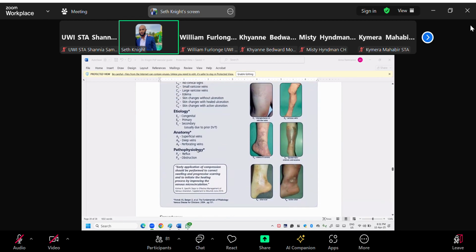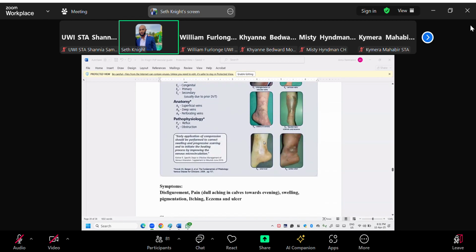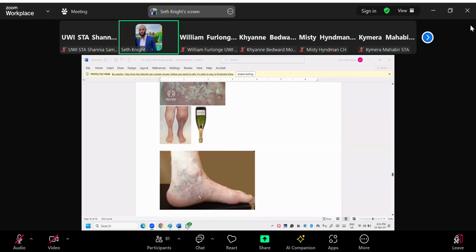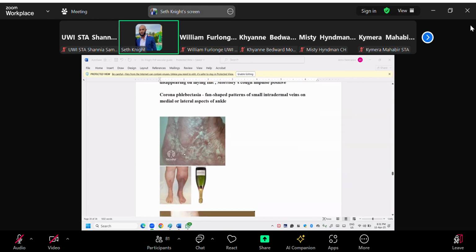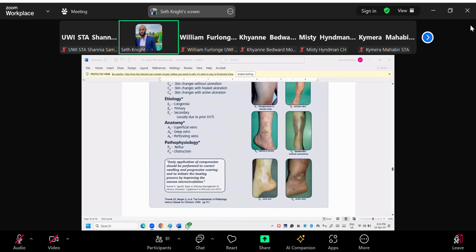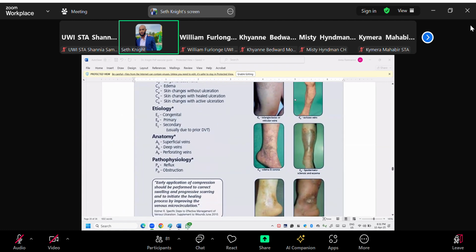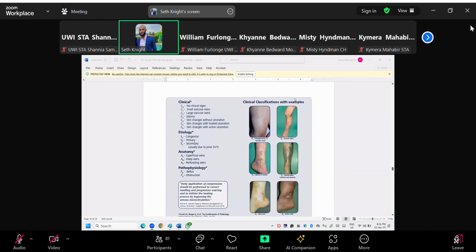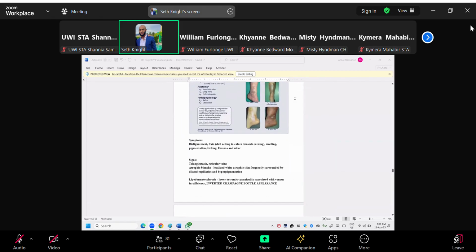You could just Google images and look at all of them, but those are the three that come in the exam: lipodermatosclerosis, corona radiata or atrophie blanche, and of course the obvious C2, which is just varicose veins. So know what all of them look like, and please know your C classification. It is self-explanatory, easy marks. Just learn it all.